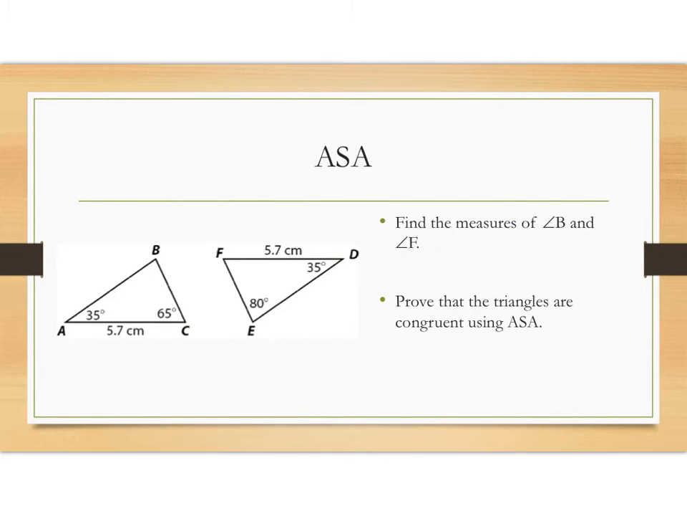Here's an example of this. These triangles are oriented differently, but we can use angle side angle to show that they are congruent. First of all, I know the measures of an angle, a side, and an angle on triangle ABC.